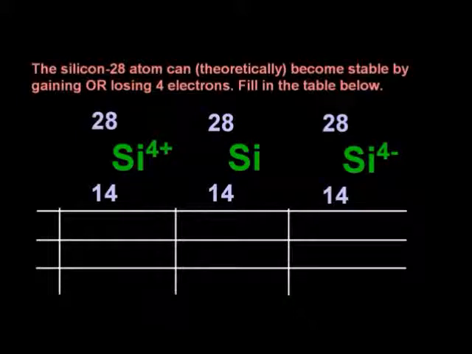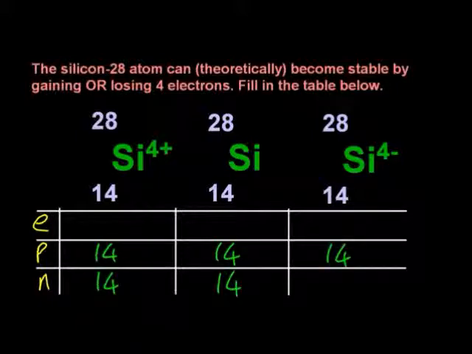Let's fill in the table. So E, P, and N for electrons, protons, and neutrons. So the smaller number, the atomic number, is always the number of protons. And the difference in the numbers is always the number of neutrons, for atoms or for ions. Now, if it's an atom, it has a neutral charge, so no charge is written, which means the number of electrons equals the number of protons to give it a neutral charge.